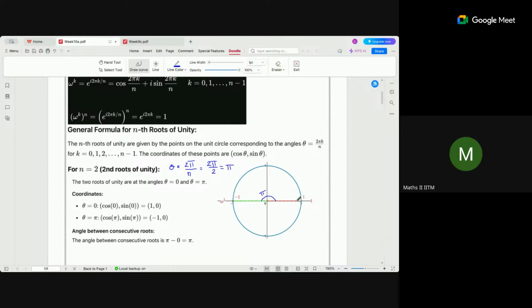Okay, and the points are (1, 0) and (-1, 0). So these are the two roots of unity, and you can see that they lie on the unit circle, and the angle between them is 2 pi by n. In this case it is pi, right?